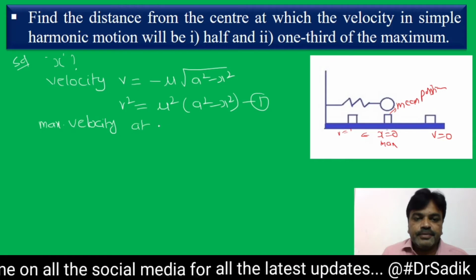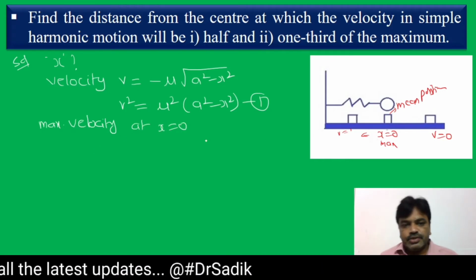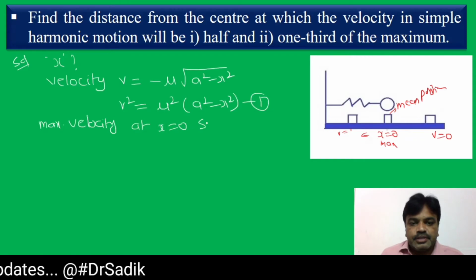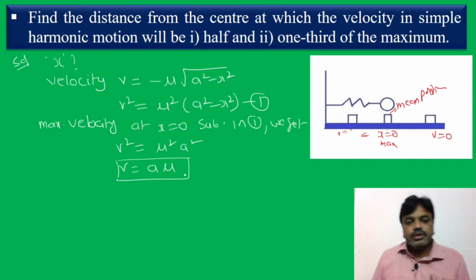Maximum velocity at x = 0. Substitute in equation 1, we get v² = ω² times a², since x is 0. That implies v = aω. So the maximum velocity is aω.